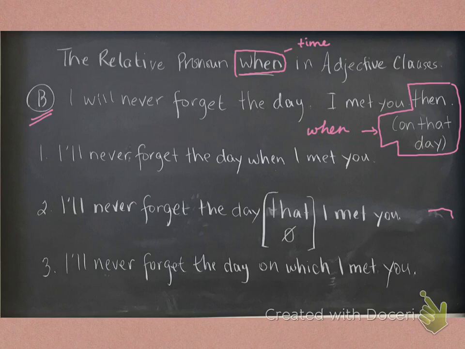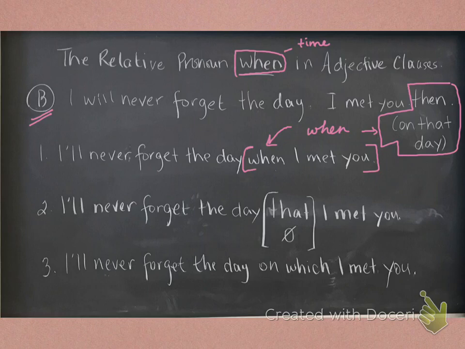Like the relative pronoun where, here we're combining the sentences where when joins the two ideas. I'll never forget the day when I met you. Here is our adjective clause. And like the other one, we also have choices. I'll never forget the day that I met you. I'll never forget the day I met you.